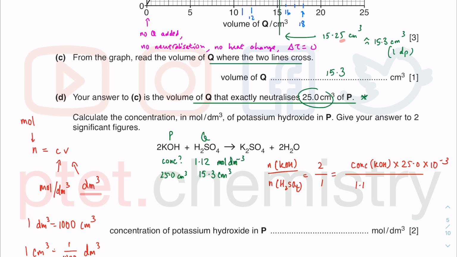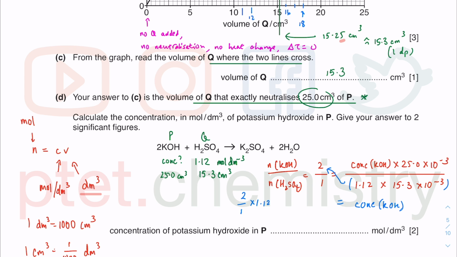At the bottom, I have 1.12 mole per dm cube, the concentration of the sulfuric acid, and this is multiplied by 15.3. Again, it has to be converted into dm cube by dividing by 1000, or you can do times 10 to the minus 3. So your job now is just to rearrange the equation to make the concentration of KOH the subject. Move everything at the bottom, the denominator, to the left hand side. Then you're going to multiply the denominator by everything on the left hand side. So there's 2 over 1. That overall thing does not change anything, because it just multiplies by everything at the bottom.